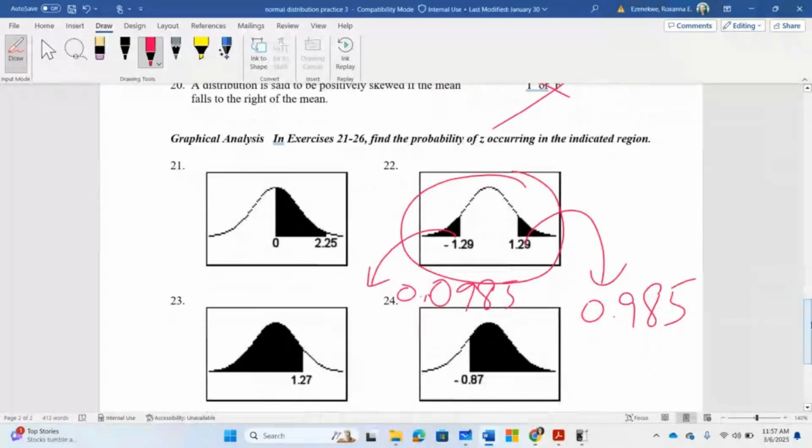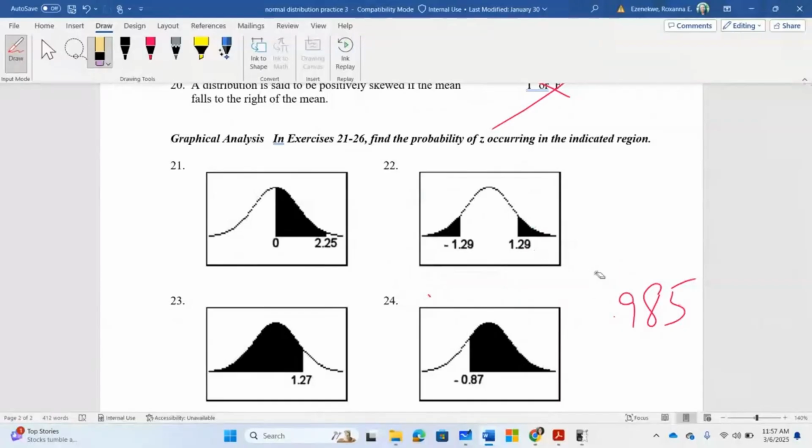All right, so look at this one. Sometimes you are given a diagram, a normal distribution that is drawn for you. This is easier than the ones we have done. They only told you to find the shaded area because they drew the diagram for you. So area to the right from 0 to 2.25. Here is area to the left from 1.27 to negative infinity. Here is area to the right from negative 1.87 to positive infinity.